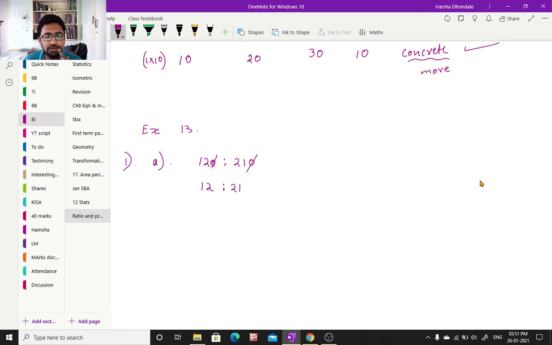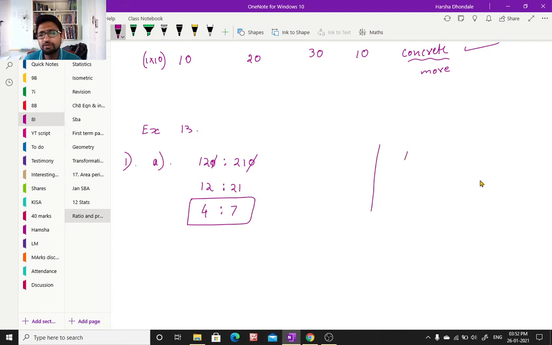Now can I reduce it further? Both of them are divisible by 3. So 3 fours are 12, 3 sevens are 21. So both the sides I have divided by 3. Okay, and I get 4 is to 7. So now I have reduced the ratio to its simplest form. I have simplified it, and this is my answer.